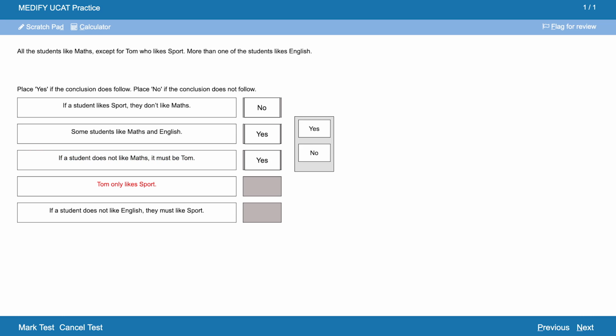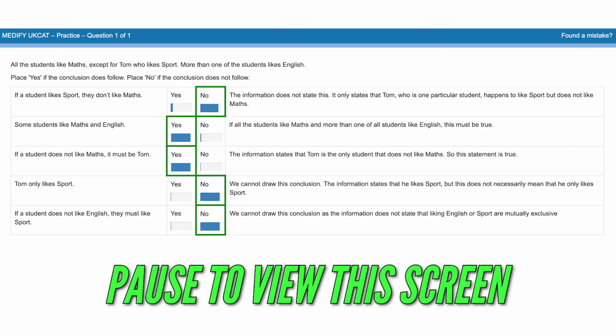So the information says that Tom does like sport, but it doesn't talk about any of the other subjects that he likes or dislikes. So here we cannot draw this conclusion. Therefore, the answer to this one is no. And finally, if a student does not like English, they must like sport. Again, we can't say this is true because the information doesn't make any links between liking English and liking sport.